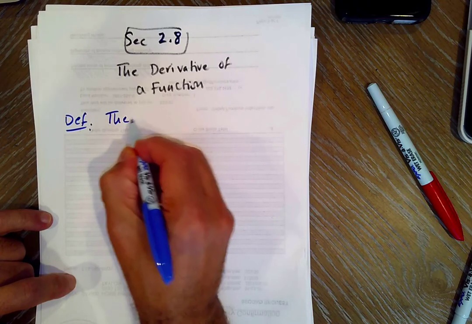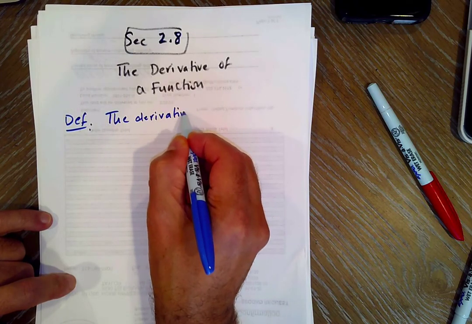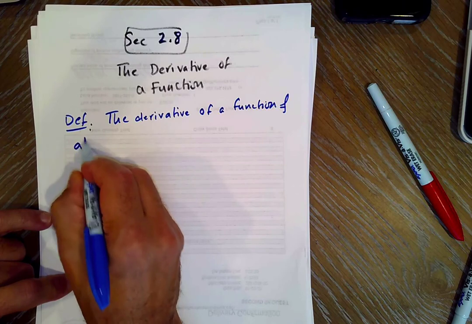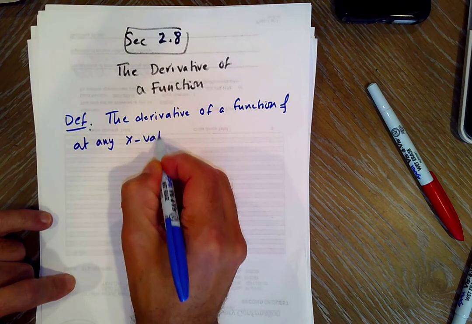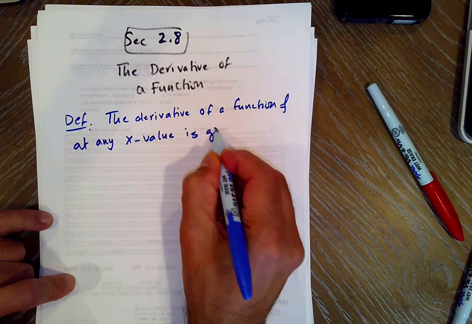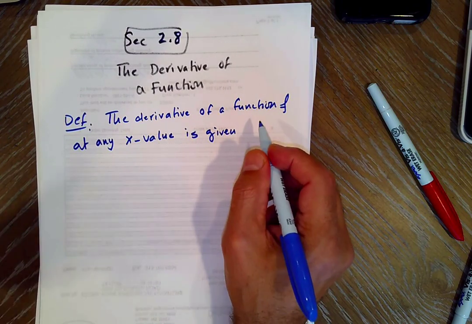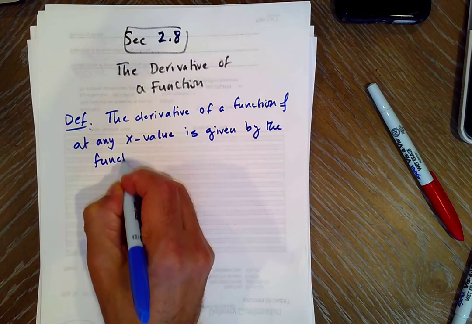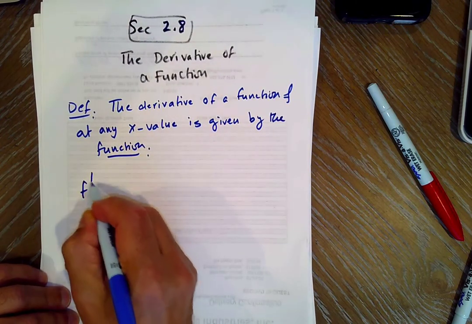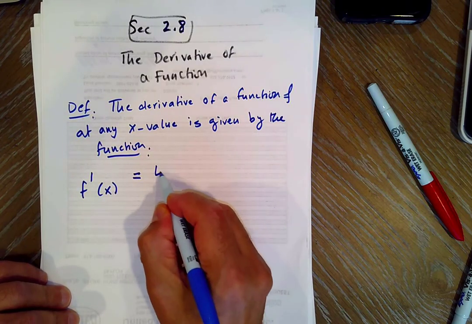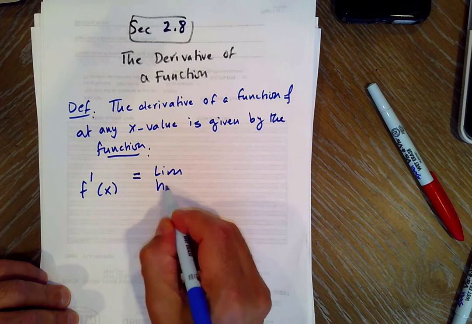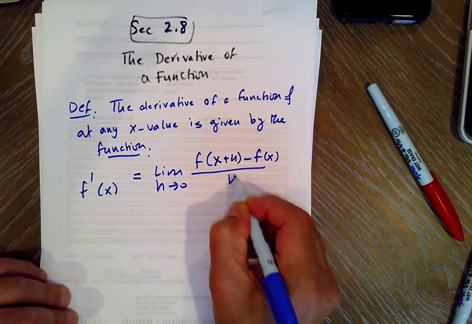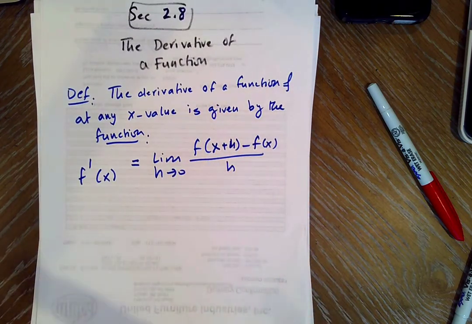The derivative of a function f at any x value, it doesn't have to be a specific one, is given by a function. So now we're getting a function, not a number, like a slope is a number. It's given by the function f prime of x equals the limit, so you notice the x for any x, as h goes to 0 of f of x plus h minus f of x over h. So we're replacing a with x because a was given.